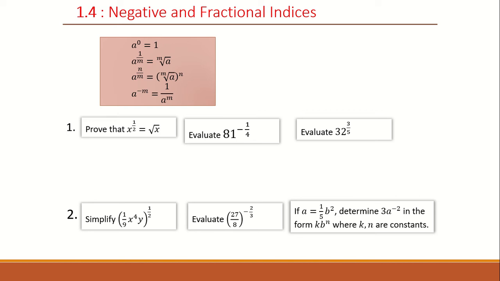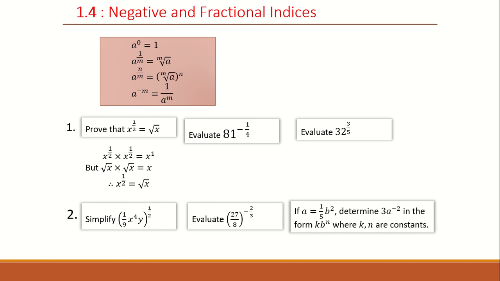Law number 4, a, which is a number, to the power of minus m, which is a constant, is equal to 1 over a to the power of m. Now have a go at these questions. So for question 1, prove that x to the power of a half is root x.